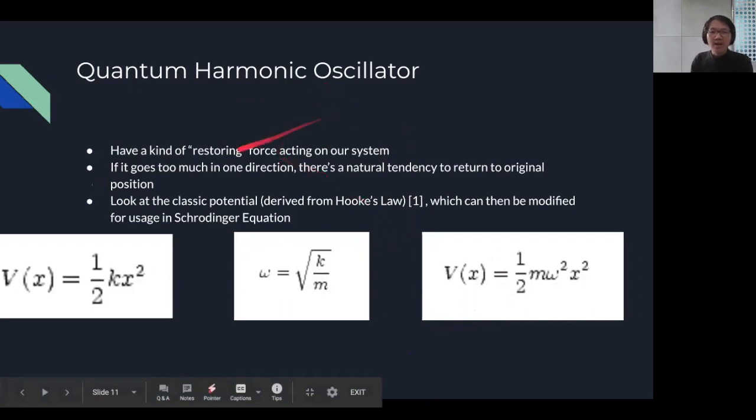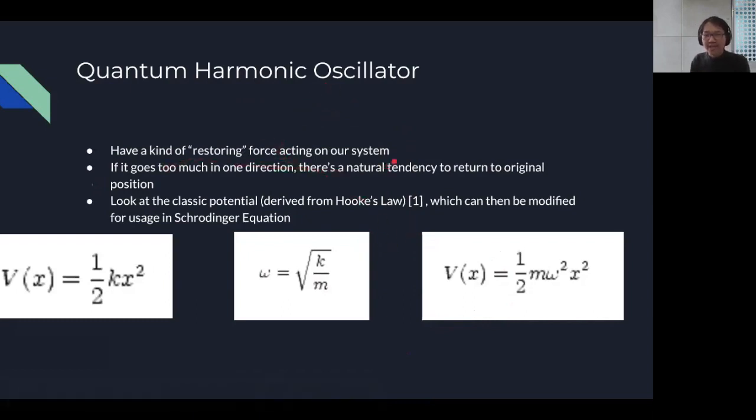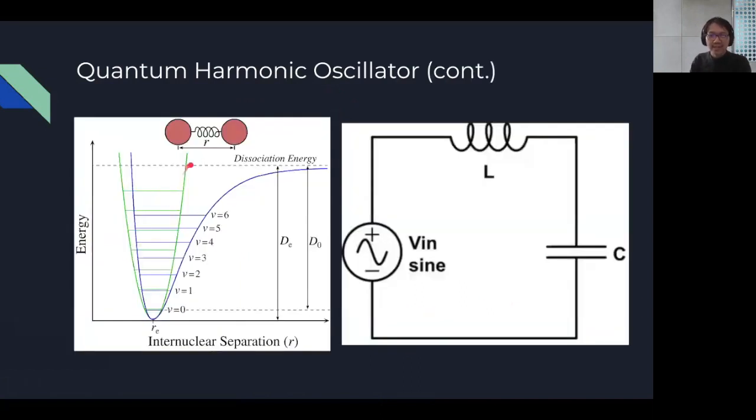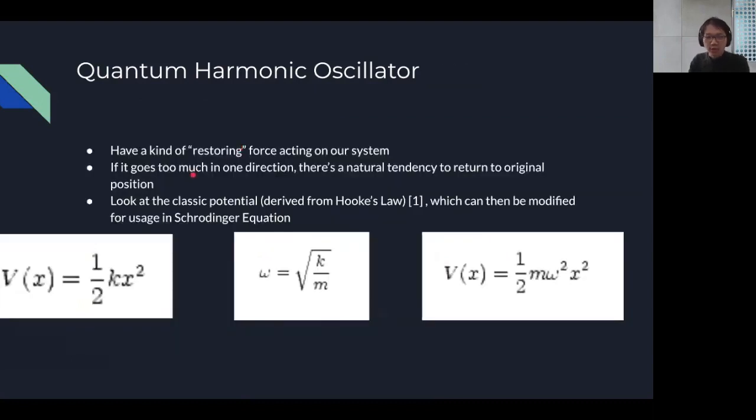With a quantum harmonic oscillator, there's a kind of restoring force acting on our system. If it goes too much in one direction, there's a natural tendency to return to the original position. The way I always think of this is with this little picture here. You can ignore the other diagrams for now. If I'm pulling this item away from that sphere, the spring will naturally want to pull that sphere back towards its rest position. That's what I mean by a restoring force.